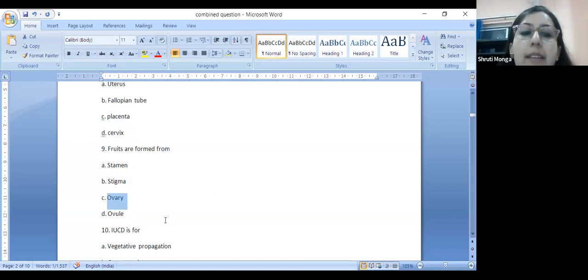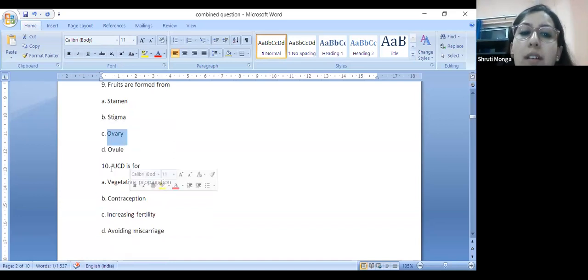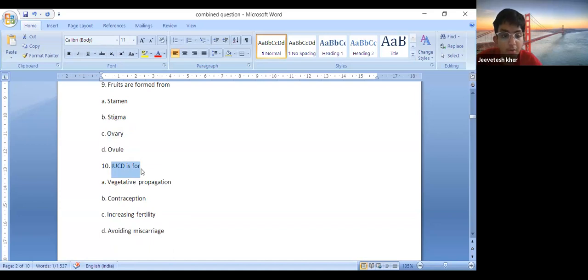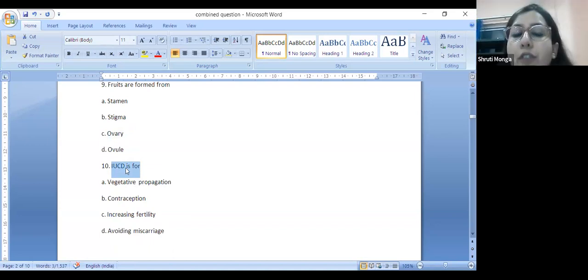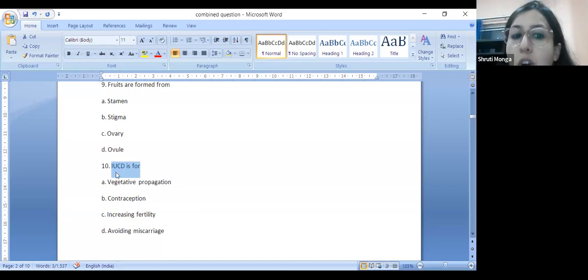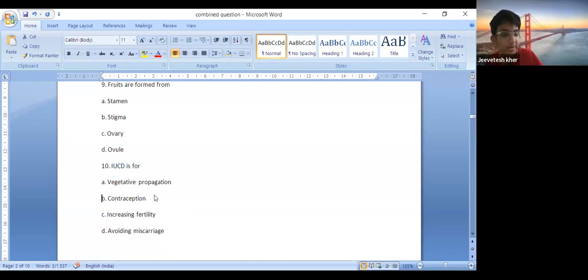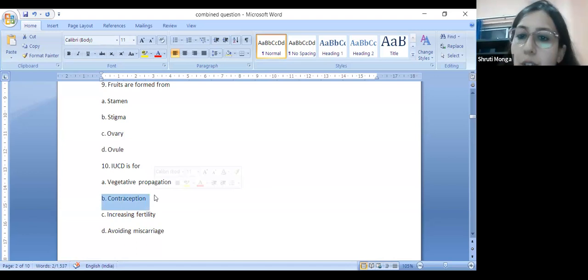Then question number 10. IUCD is for. Do you know the full form of IUCD? No. So IUCD, the full form is intrauterine contraceptive device. Ma'am, option B. Yeah, exactly. Contraception. Option B. It is used for contraception to avoid unwanted pregnancies.